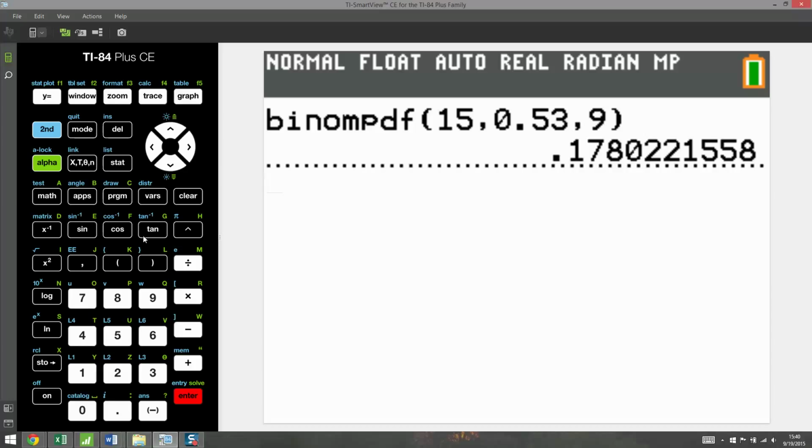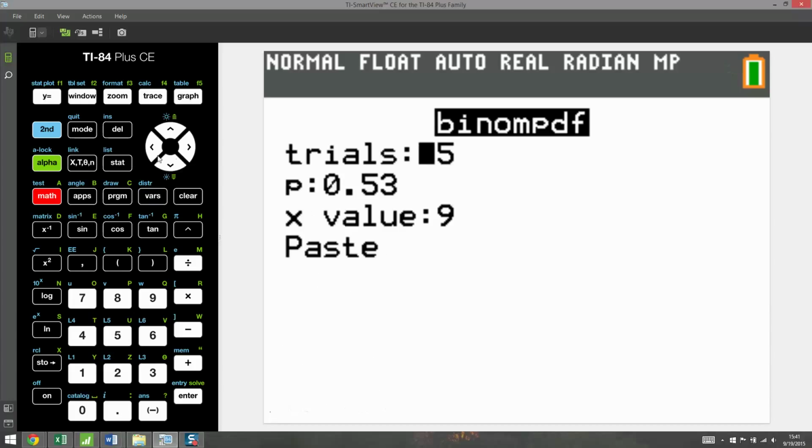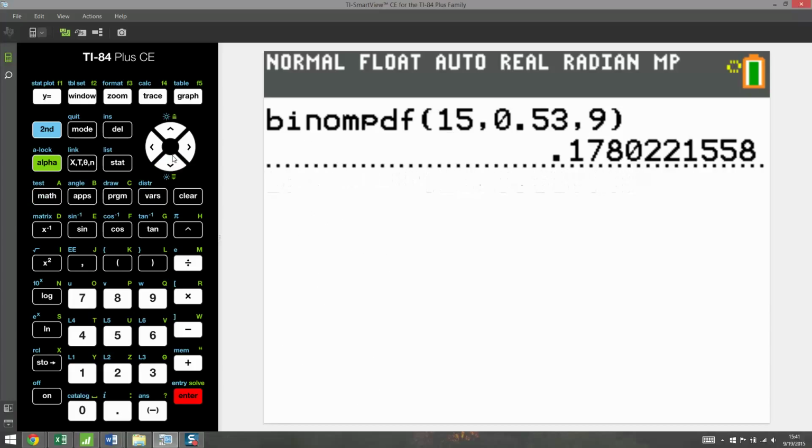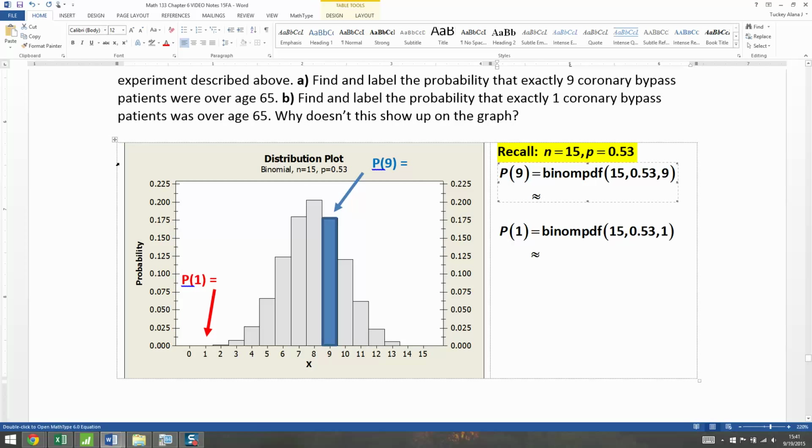And I get 0.1780. And then I'm going to do the same thing again, distribution, letter A, 15, 0.53, but I'm going to type 1, enter. And that's a problem. That's scientific notation. Never tell me, by the way, that a probability is 2.04. You will lose points. Everybody should know that probabilities can be at most 1. So what's happening is the decimal is 4 spots over to the left. That yields us these results here.